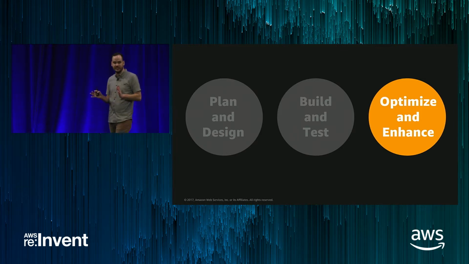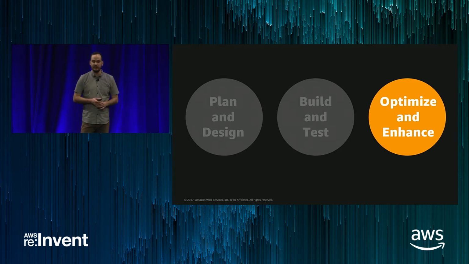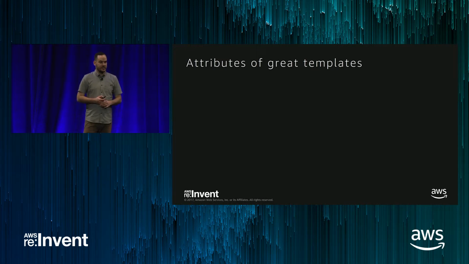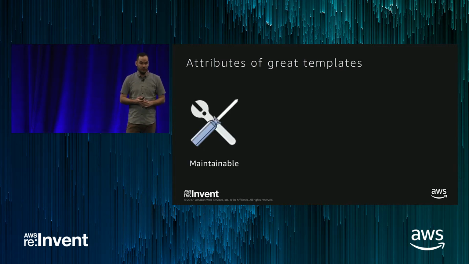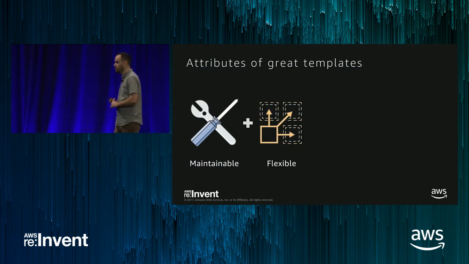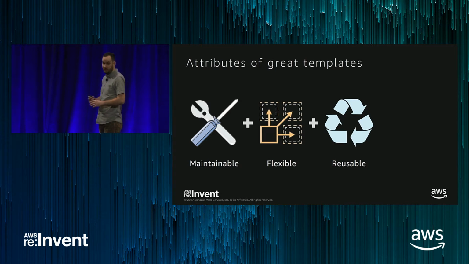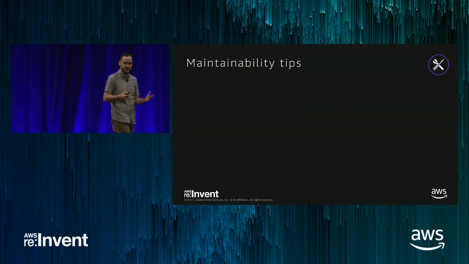All right, so this is the last section that we have here, the last phase of development, which is optimizing and enhancing. And we'll go over some more tips and tricks around this. So, some attributes of great templates. What we see in a lot of different templates that we've built for reference deployments, and what we try to do, is make sure that they're maintainable longer term, flexible, reusable, and standardized. So I'll go over some tips and tricks around these, some that you can take action on right away in some of your templates and deployments.